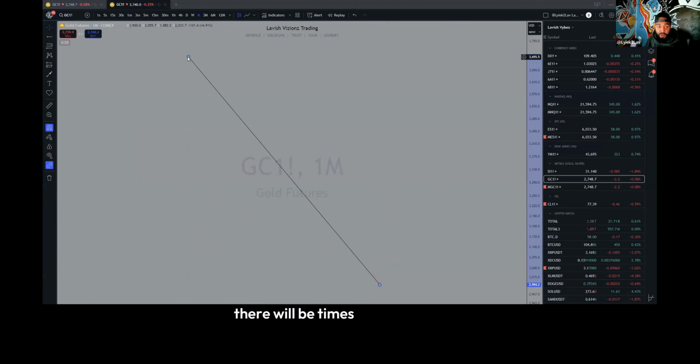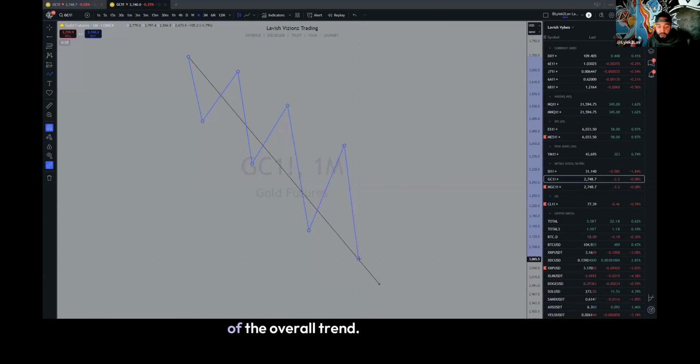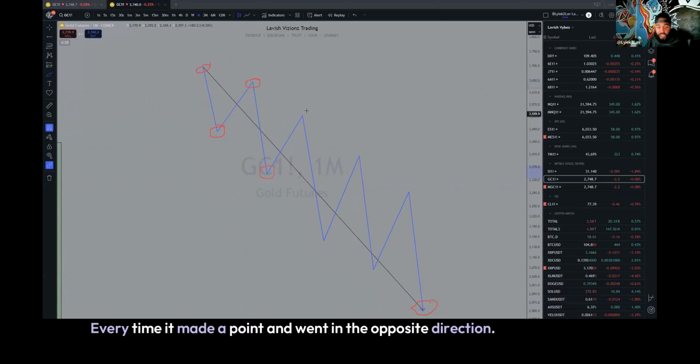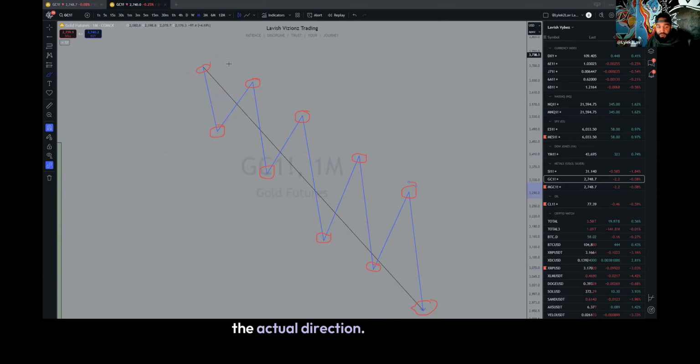Inside of there will be times when we're moving in the opposite direction of the overall trend. We can see from point A to point B, we were getting lower. Now, when we look at the blue, we're paying attention to every time price went in the opposite direction. Every time it made a point and went in the opposite direction. This is what's telling the story: how we're getting from point A to point B, the actual direction.